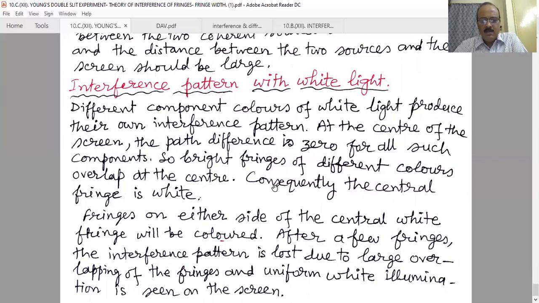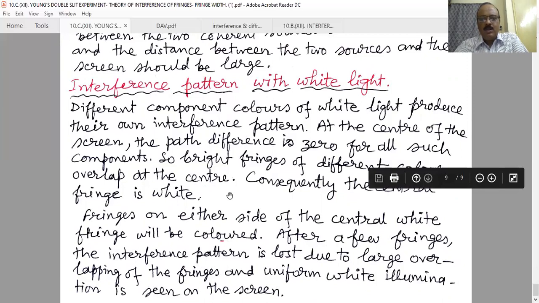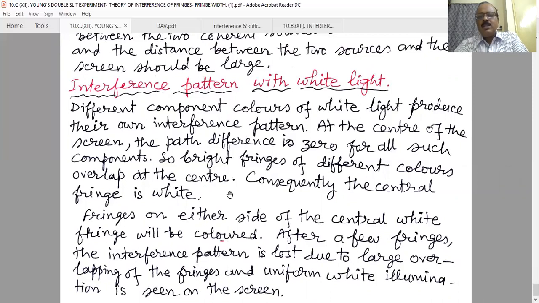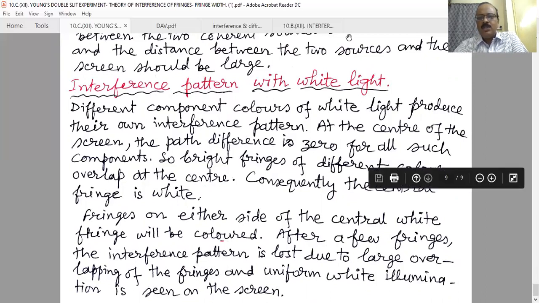After a few fringes, the interference pattern is lost due to the large overlapping of the fringes, and uniform white illumination is seen on the screen. So if you ask what will happen if, in place of a monochromatic source of light, we use a white source of light, then we get the central fringe as a white fringe, and we get colored fringes around the central bright white fringe.